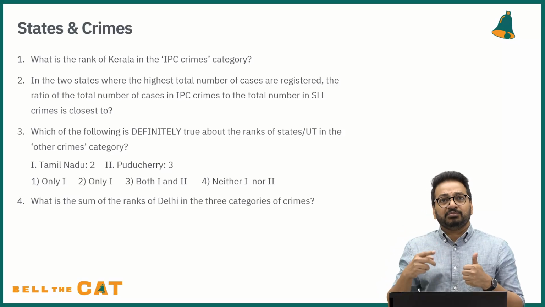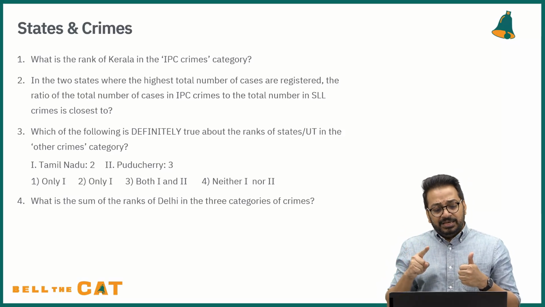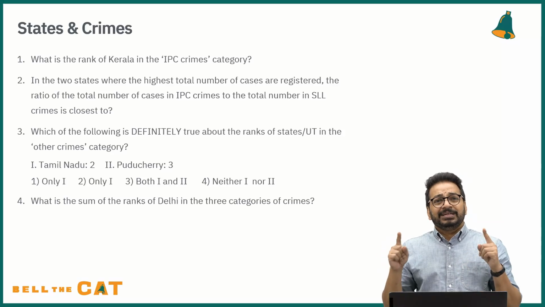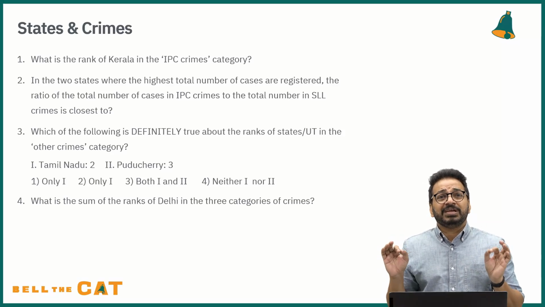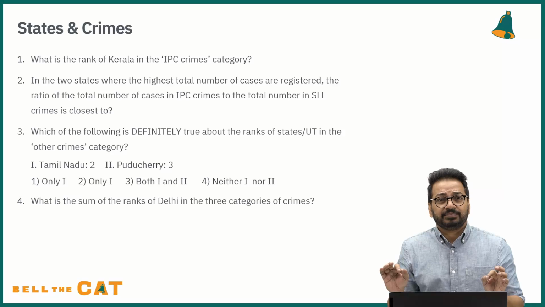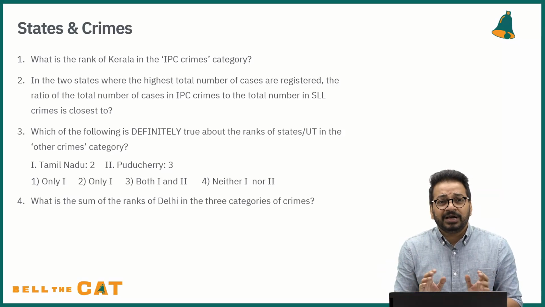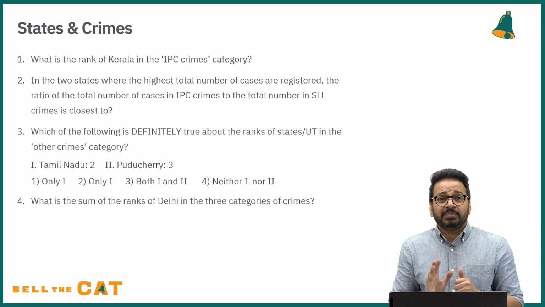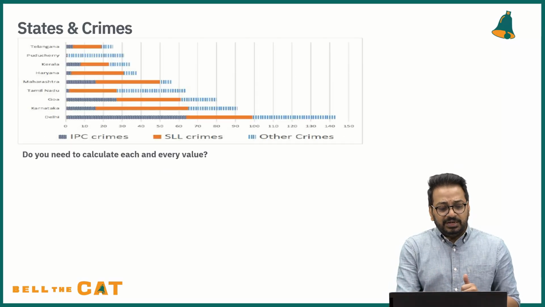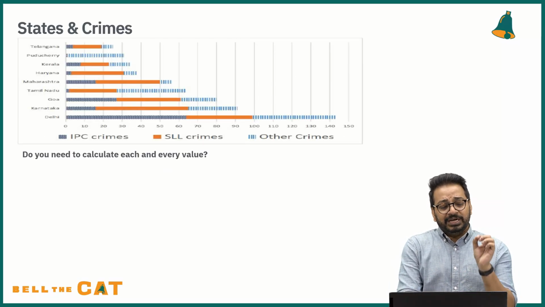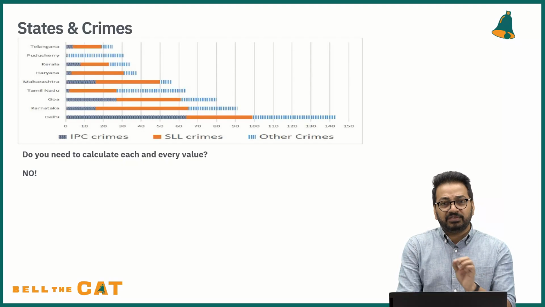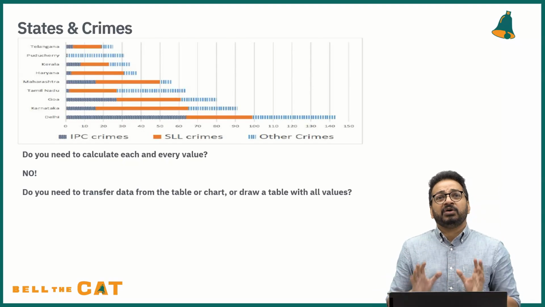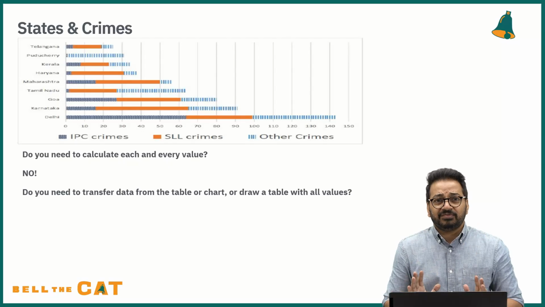And last one, sum of ranks of Delhi in all 3 categories of crime. So that may be another. Totally, technically, the number of values is 30. But what you actually need are around 10. And this you can also get by estimation. So the biggest learning when you're going ahead is, do you need to calculate each and every value? No. Do you need to transfer any data or table? Now they've asked you only for these 10 values.